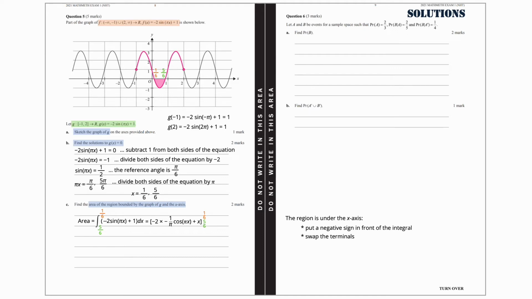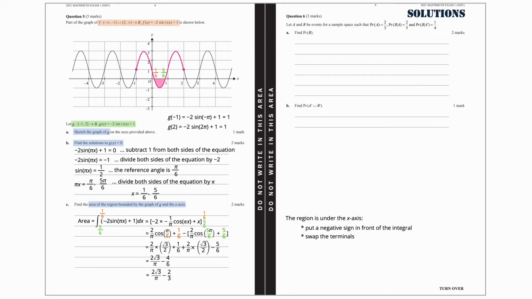We do the integral and then we substitute the two terminals. And then we simplify. And this gives us the answer 2 root 3 on pi minus 4 on 6. We cancel down 4 on 6, so we have 2 root 3 on pi minus 2 on 3.